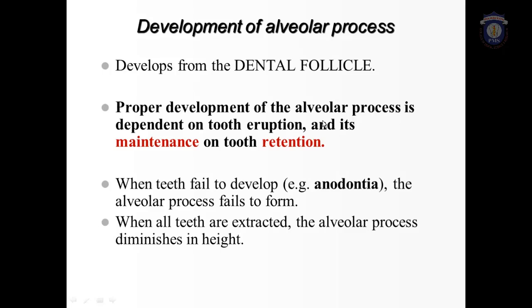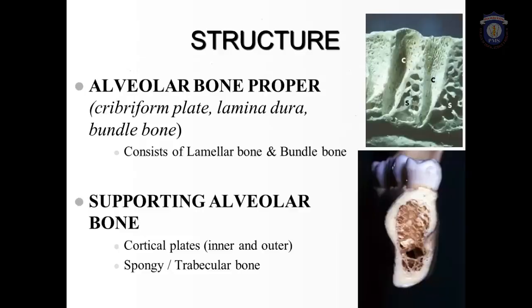So if the teeth fail to develop, the alveolar process will fail to form. Likewise, once the teeth are extracted, the alveolar process will reduce or diminish in size. It will get resorbed. So the presence of teeth is a prerequisite for the presence or development of the alveolar process. Now, coming to the structure of the alveolar bone, the alveolar bone is divided into two main parts.